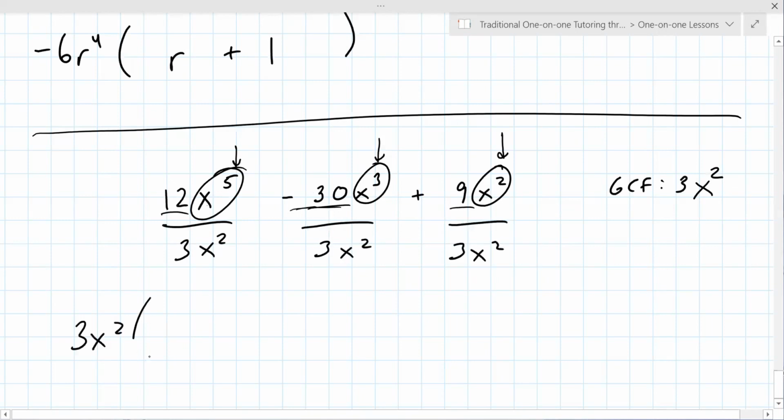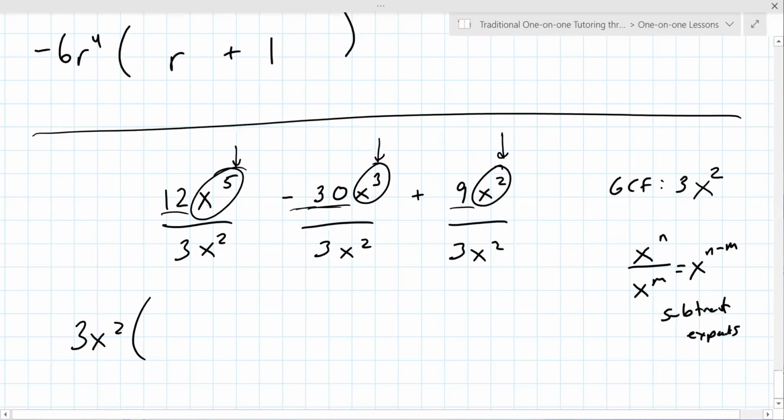on the outside. Now, this is the case where when you have the same base, like x to the fifth divided by x squared, you end up subtracting the exponents. Do you remember that from a previous lesson? If it's x to the n over x to the m, it equals x to the n minus m. You subtract the exponents. You remember that?